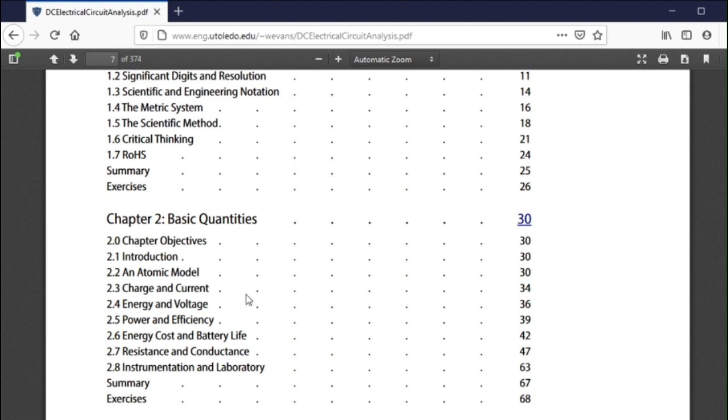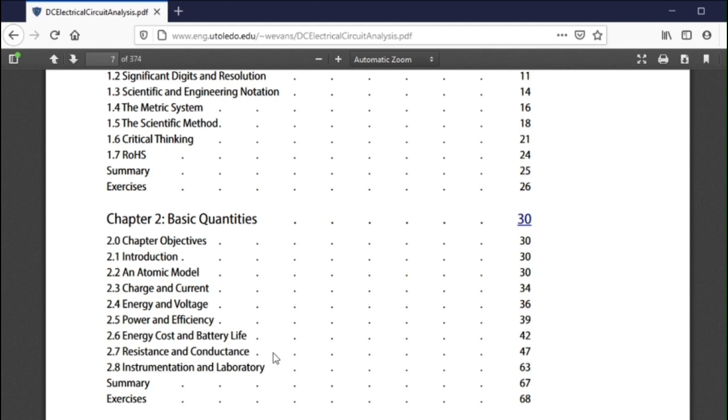Chapter 2, we talk about basic quantities, and we're talking about the atomic model, charge and current. How do you get current from charge? Energy and voltage. So we talk about voltage, but behind it is the concept of energy. And also we talk a little bit about power and efficiency. We talk about that later.